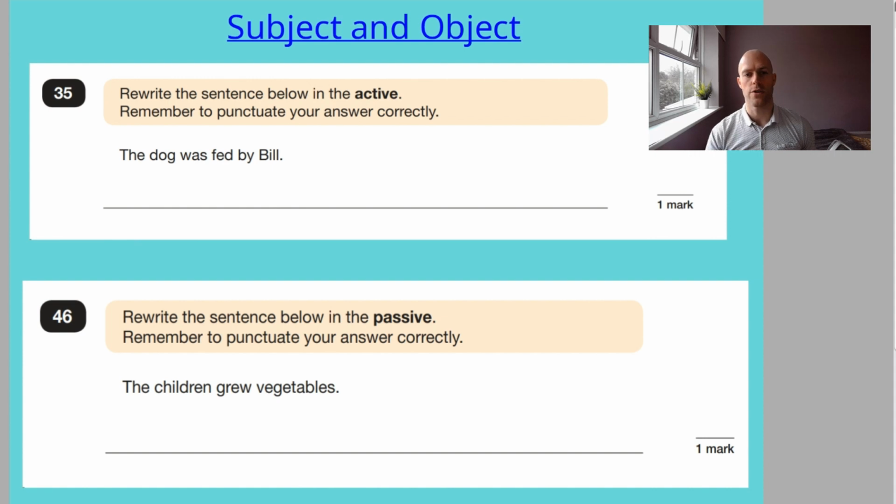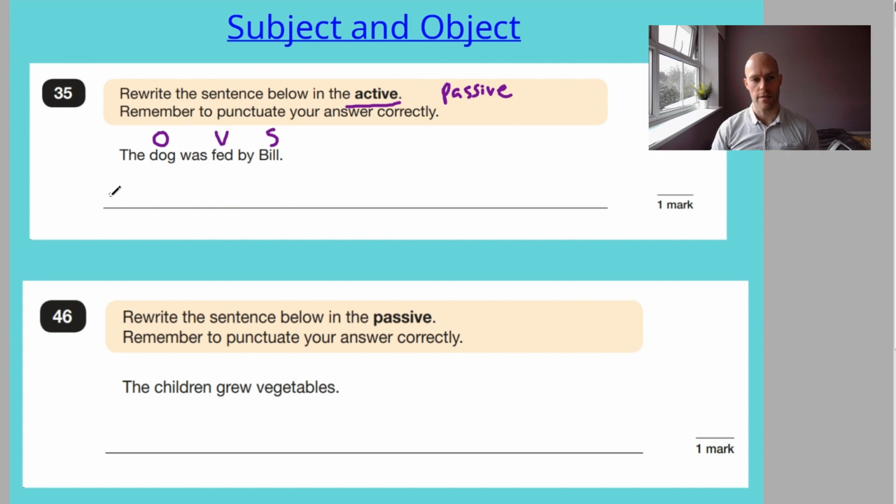Let's go through some questions. I've tried to get a question that shows every aspect of this. So, rewrite the sentence below in the active. So we know it must be written currently in the passive. I'm going to strongly recommend that you write subject, verb, and object, or object, verb, and subject over your sentence. So "the dog was fed by Bill." Well, I know that's the verb. Bill is our subject, and the dog is the object, because Bill's doing the feeding to the dog.